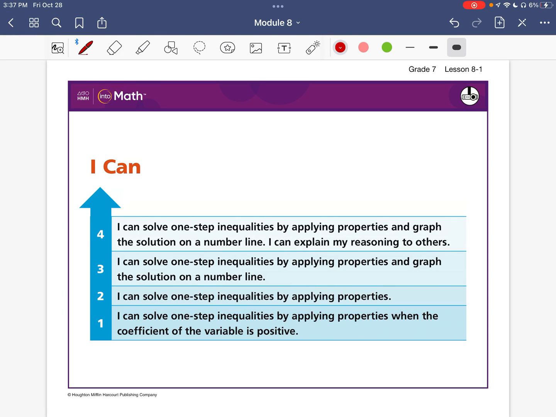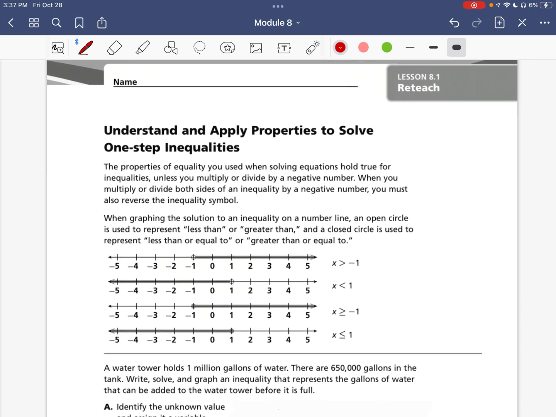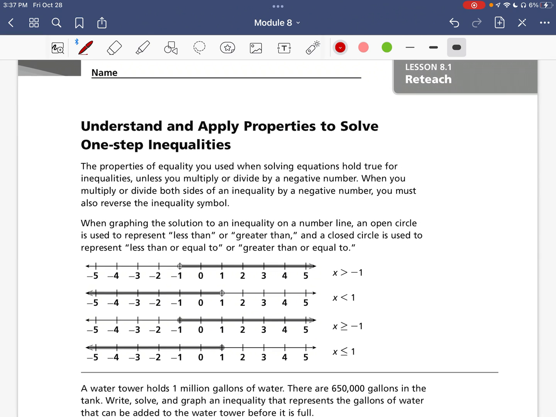Here is grade 7, module 8, lesson 1. Our I can statement for today is I can solve one-step inequalities by applying properties and graph the solution on a number line. So at the top here we have a couple important notes to remember.